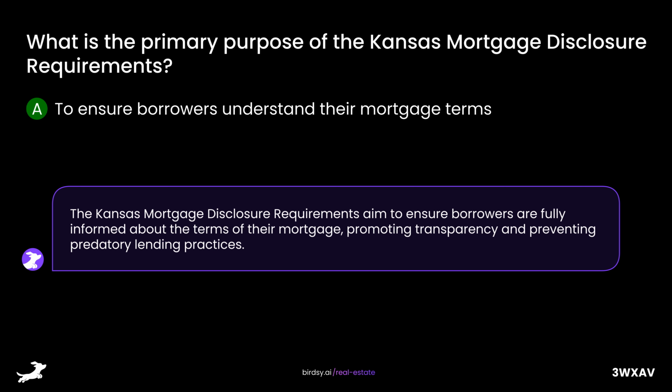The Kansas mortgage disclosure requirements aim to ensure borrowers are fully informed about the terms of their mortgage, promoting transparency and preventing predatory lending practices.